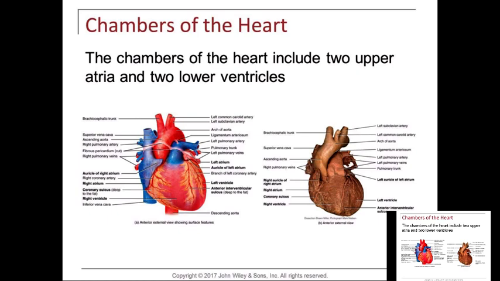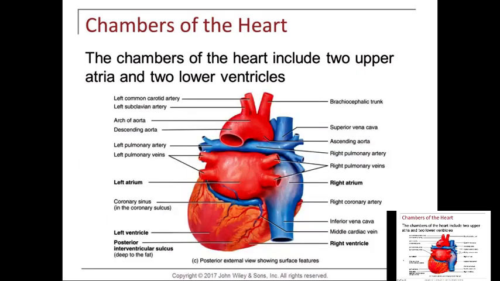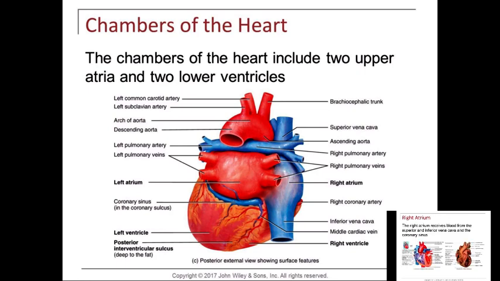So the chambers of the heart include the two upper atria and the two lower ventricles. If you look at the picture here, you can see here's an auricle of the right atrium. Auricle means it's a little reservoir up here for blood. And then here's the right ventricle.